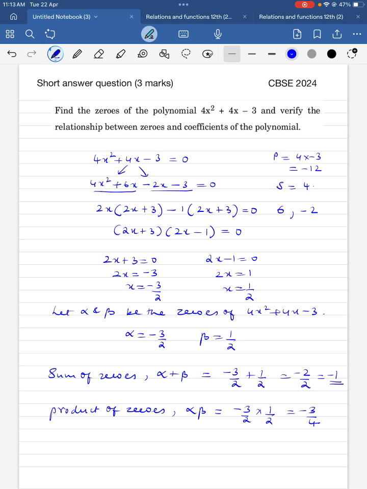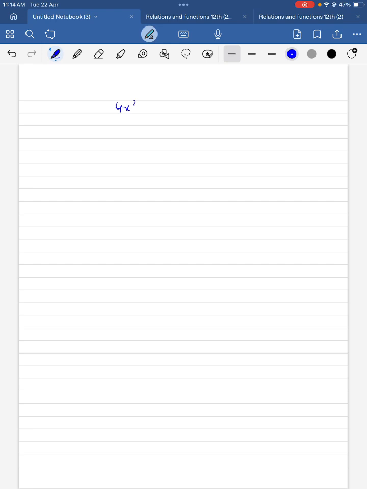Okay, now let's find out something interesting about the coefficients of the polynomial, because we need to verify the relationship between the zeros and the coefficients of the polynomial. Now we have found the zeros, the sum of the zeros and the product of the zeros already. Now let's try to do something with the coefficients of the polynomial. The given polynomial is 4x squared plus 4x minus 3 equal to 0. Okay, so the value of a is 4, the value of b is 4 as well, and the value of c is negative 3.